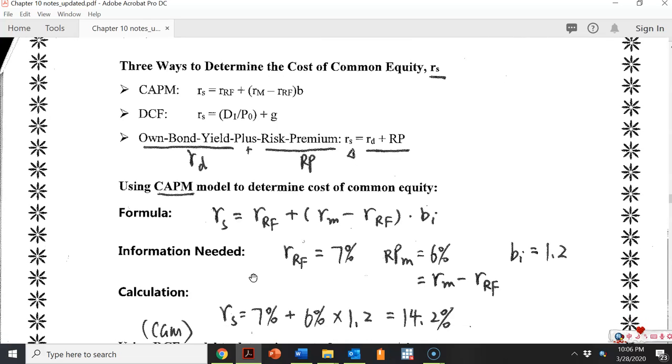There are three ways to determine the cost of common equity. For this question, we can use CAPM because we know beta, market risk premium, and risk-free rate. We can also use the discounted cash flow or discounted dividend model, and the constant growth model version where RS equals D1 over P0 plus g. We can also use the own bond yield plus risk premium formula: use the cost of debt plus the risk premium, so we can have the cost of common equity.